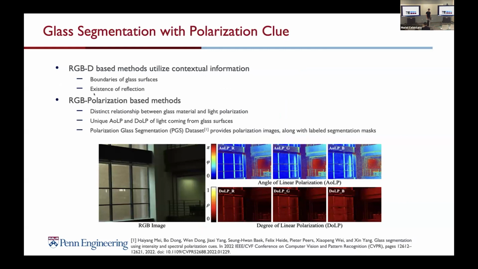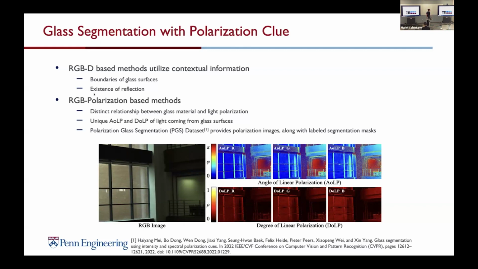So the first module we'll take a look at is the glass segmentation model. There have already been a lot of efforts in the literature where people are trying to classify between glass and non-glass regions. A lot of the previous efforts use RGB plus depth information to do that, and they rely on contextual information. For example, if there are boundaries of glass surfaces or there exists a reflection, then people say that, well, this is highly likely to be glass. However, this method is not reliable enough when it comes to open windows or open doors.